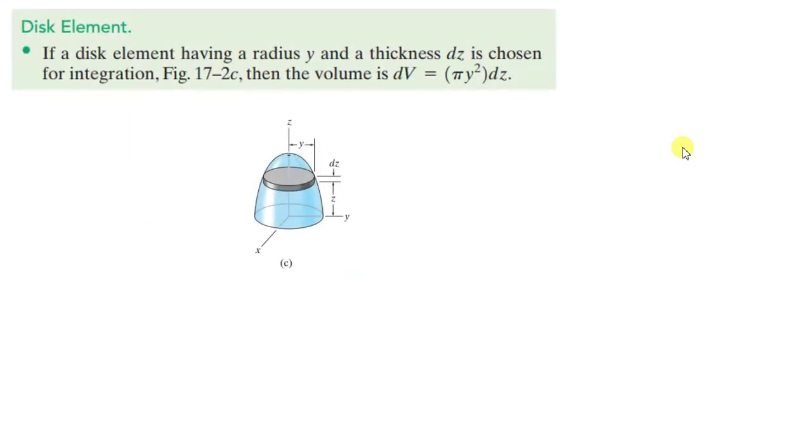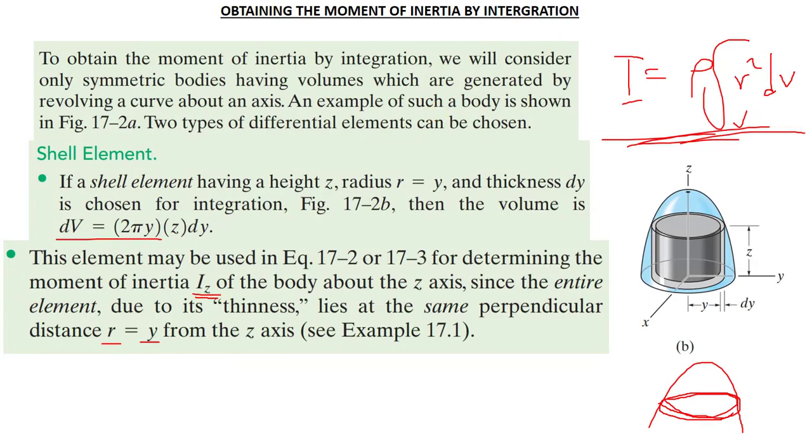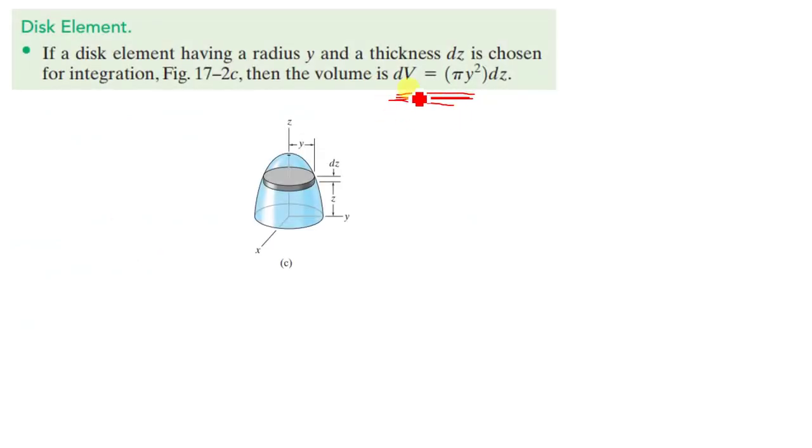So let's look at the disk element. If a disk element having a radius y and the thickness dz is chosen for integration, then the volume is dv, which is equal to pi y squared dz. So the volume dv will change in this case. In the previous one we used this as our dv, but this one is different, so the dv will change.